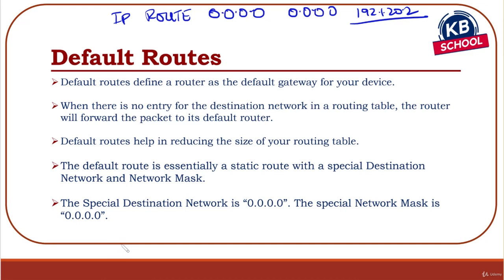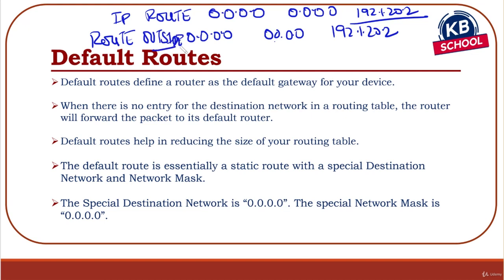Now, if it's an ASA firewall, the same thing. Route 0.0.0.0, 0.0.0.0, and the next hop. Oh, one small thing, exit interface. So in my case, route outside, because it's an ASA, 0.0.0.0, the network, the mask, and the next hop. So basically, it's a static route with a special destination address and a destination mask.